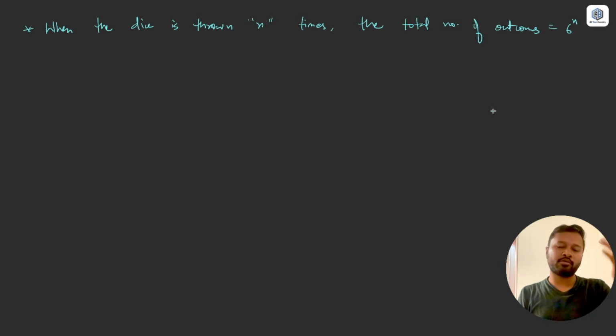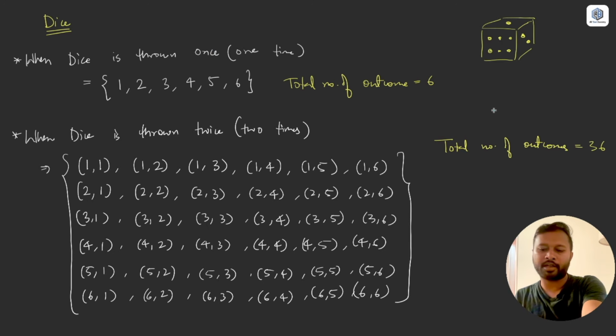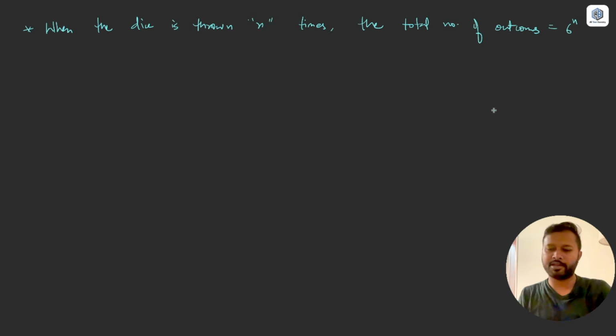Yeah, and then if you throw it 4 times, it will be 6 to the power 4, and so on. That's how it will go. Okay, so this is about dice, and these are the outcomes related to it. We'll be doing questions. Let's take a random question based upon this.